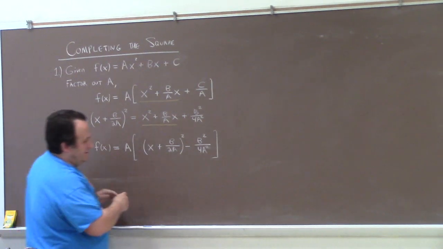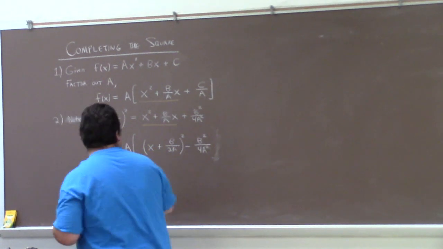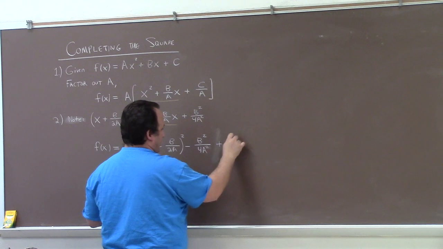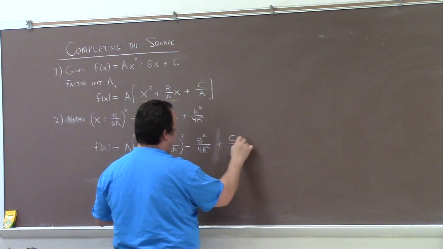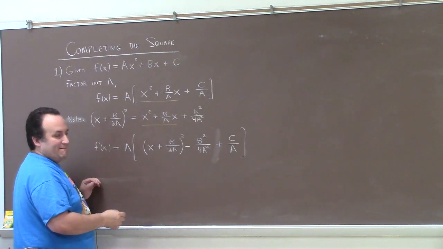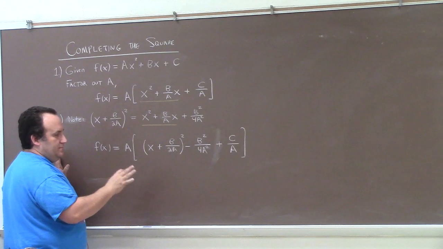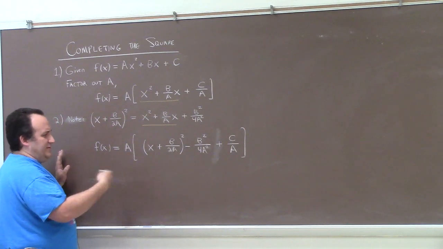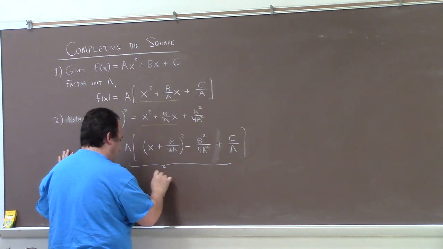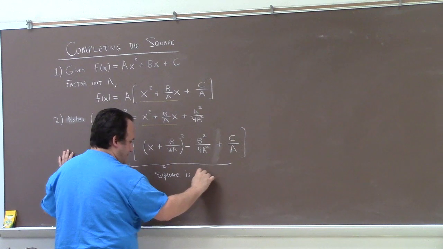Oh, you guys have distracted me because I was supposed to add c over a to that, plus c over a. It's okay, I blame Kennedy. All right, c over a. So look here, at this point, this is what's called completing the square, or you could say the square is completed.